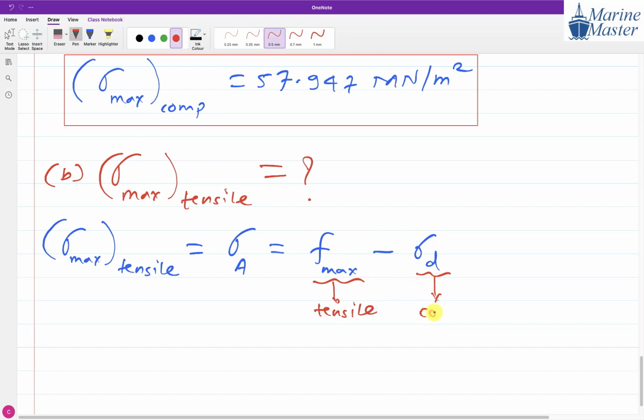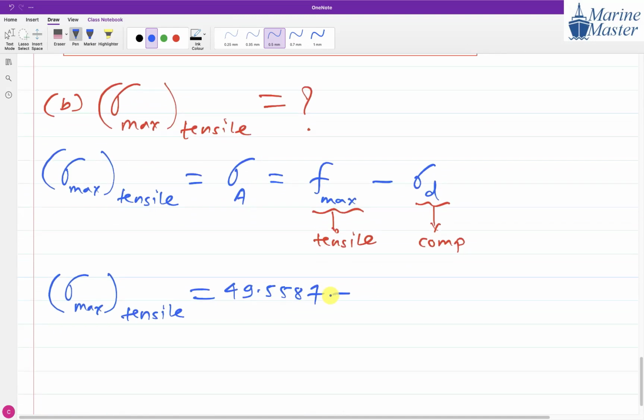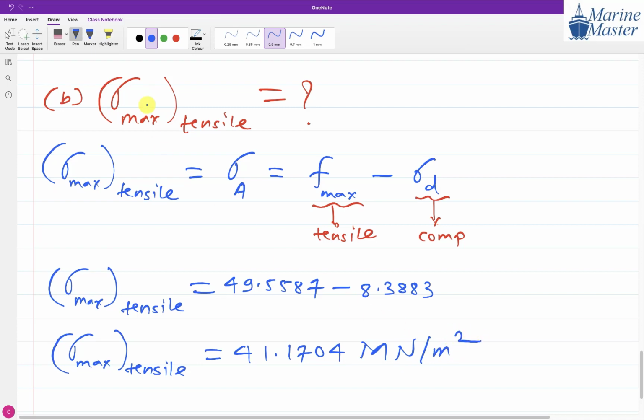And this sigma d is of which nature? Compressive. So sigma max tensile will become what? F max is 49.5587. Sigma d is 8.3883. So then we will have sigma max tensile as 41.1704 meganewton per meter square.